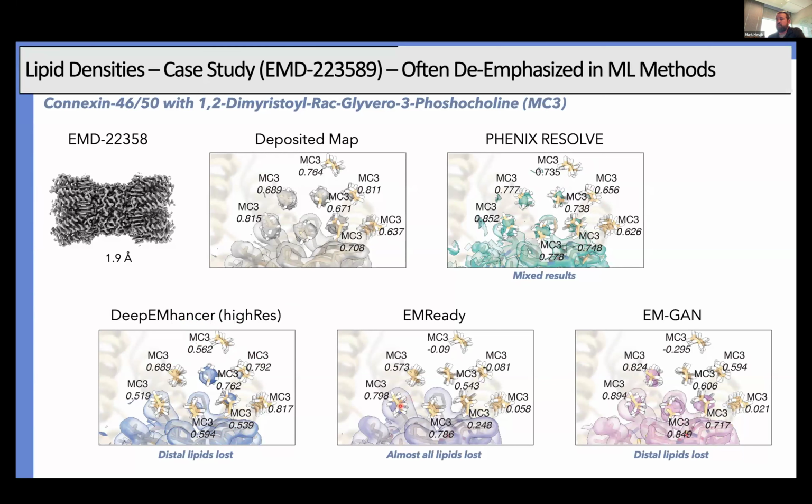Now, in EM Ready, what's surprising here is that only two of the annular lipids that have the highest occupancy are retained. All the other ones are completely lost. In fact, for these outer two, there's almost no density, so to speak. And then in EM GAN, we have a similar phenomenon where the first belt is more or less retained, but then the outer ones are completely lost. So if you have a protein where these annular lipids are important for function, only in one of these modified maps would you really be able to build this network of lipids.